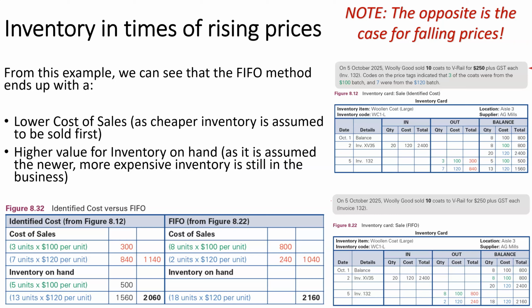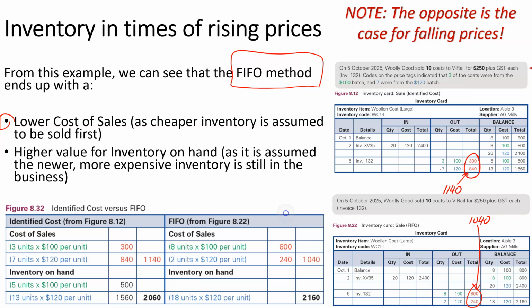So here we have our solution, once again taken from the Cambridge text. Under the FIFO method, we can see that there is a lower cost of sales. And we can see this because the cheaper inventory is assumed to be sold first. Now, how I can see that is by going into my inventory card. I can see that this amount here is $1,140, whereas down in my FIFO transaction I can see that this is $1,040.